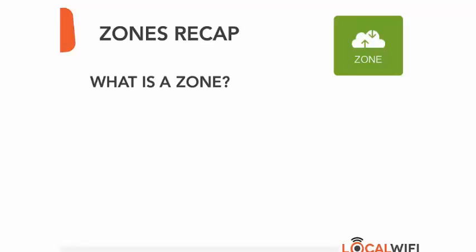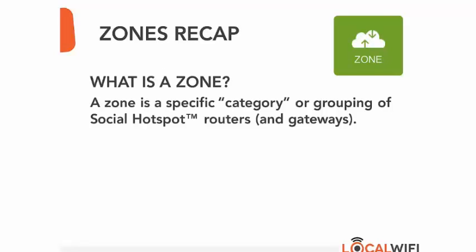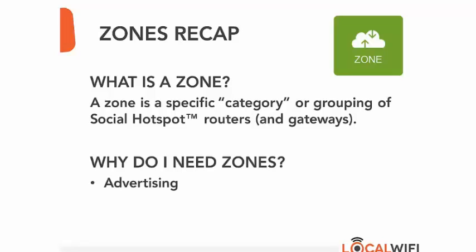So just to recap with zones, what is a zone? It really is a specific category or grouping of social hotspots, routers, and gateways. Why do you need the zones? They really help you with advertising, to segment the advertising, segment reporting, give you reporting on certain zones, and like I said, segmentation goes across the board.